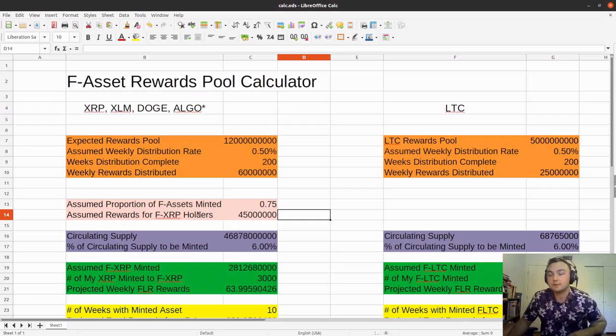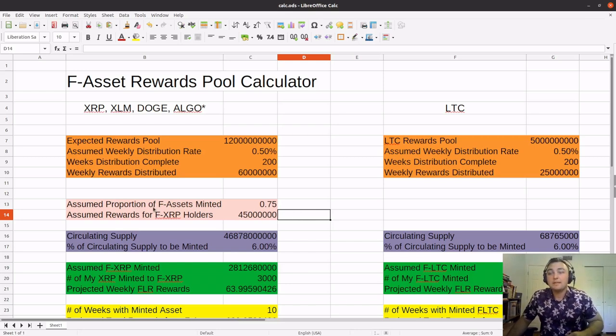So what this means is the rewards are based on the value you put in the F asset system. Since the general rewards pool will be comprised of XRP, XLM, Doge, some of those weekly rewards or daily rewards will be distributed to people that mint all those different tokens. So for this example, we are minting FXRP. So we're going to do a little assumption here.